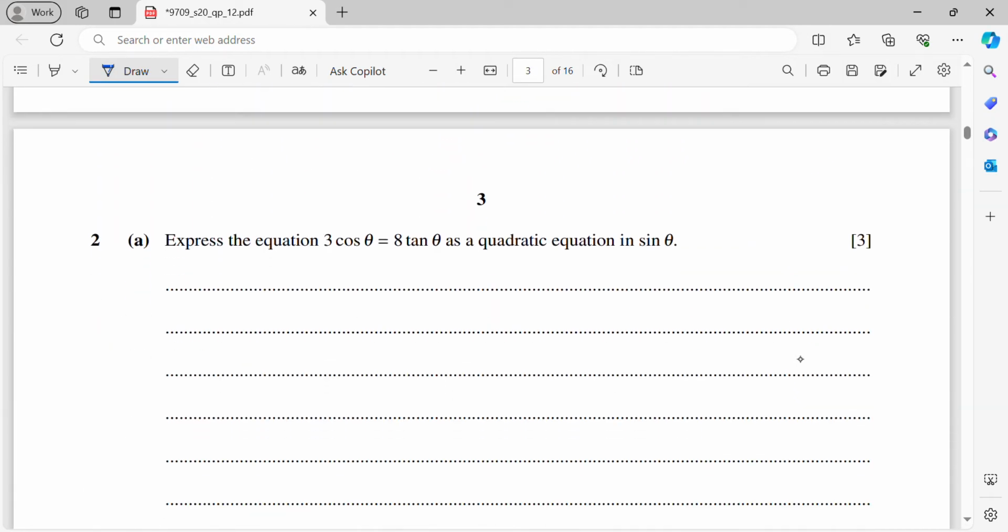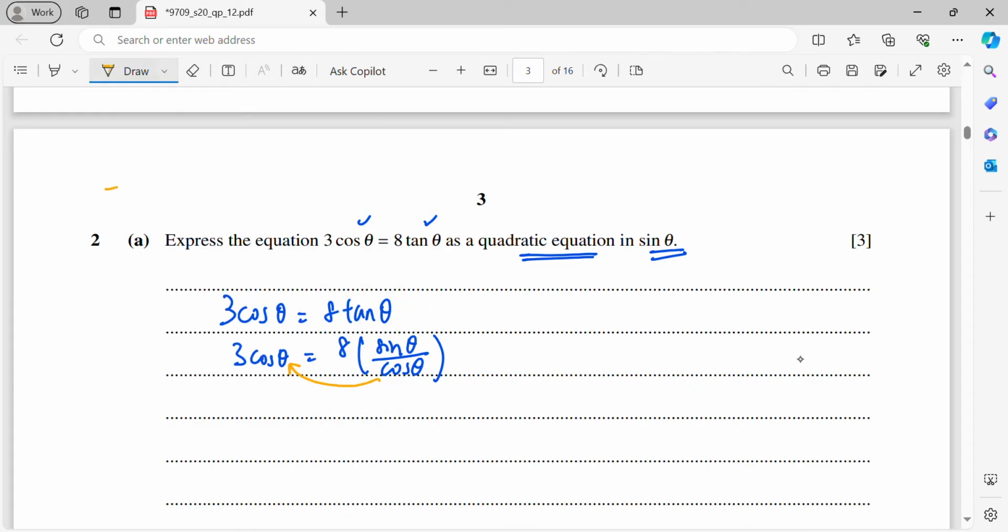Okay, now for question number 2a, express the equation as a quadratic equation in sine theta. Here we have cos, we have tangent. So now, first of all, I will change the tangent theta into sine theta over cos theta. Okay, then for this cos theta, I will move it to the other side. Then you will get 3 cos squared theta equals to 8 sine squared theta. And now to get the answer in sine theta means that I need to change my cos squared theta into sine squared theta. We have a formula over here.